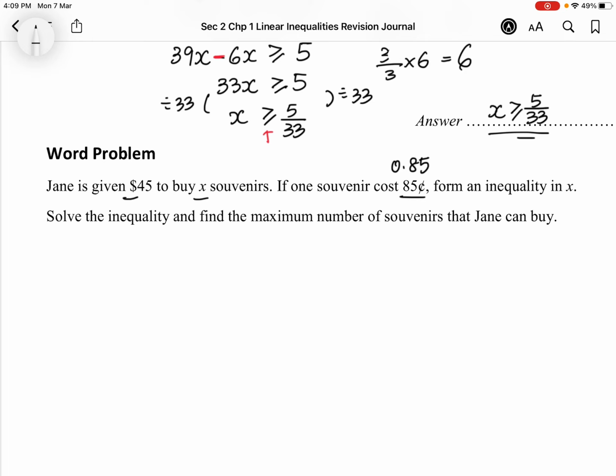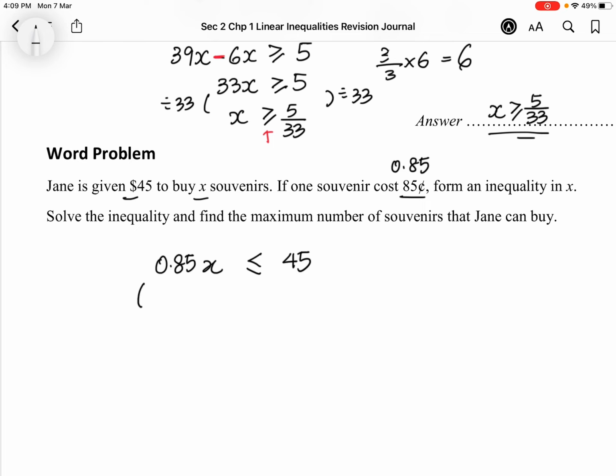Now they say one souvenir is 0.85, and I want x souvenirs. How much will that cost me? That will cost me 0.85 times x, the price times the quantity. I'm given $45. Can I spend more than $45? No, it must be less than. Can I spend exactly $45? Yes. So the inequality is 0.85x less than or equal to 45.